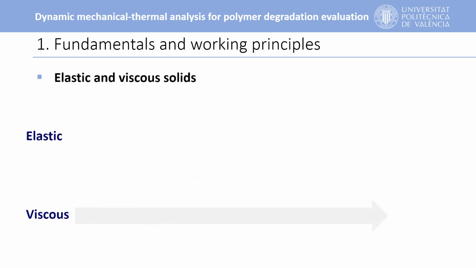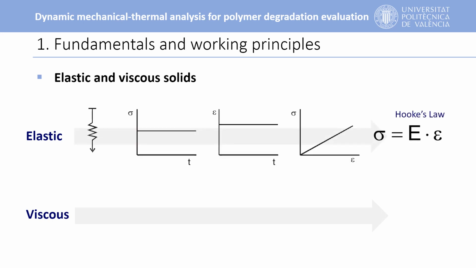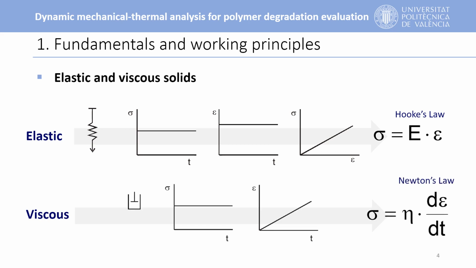First, linear, elastic, and viscous behaviors must be distinguished. In elastic materials, stress is proportional to strain. The proportionality constant is named modulus, which establishes a ratio between stress and strain. Several moduli are defined depending on the type of stress applied. Regarding viscous behavior, the relationship between the stress and strain is governed by Newton's law. In this case, the proportionality constant is called viscosity.